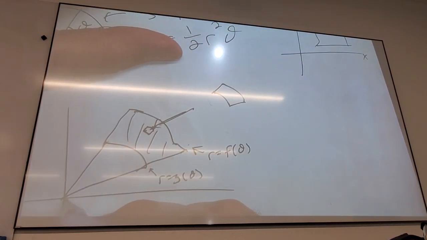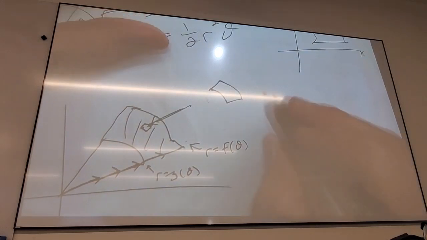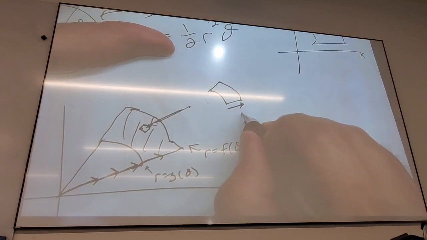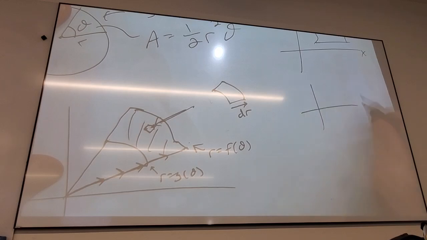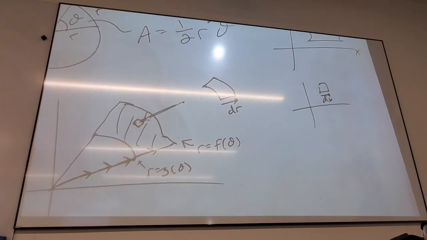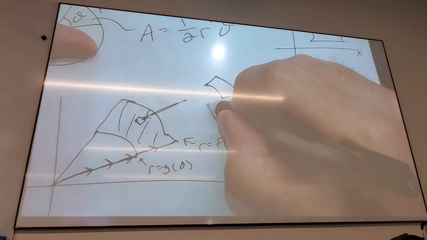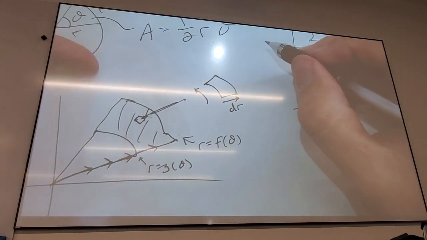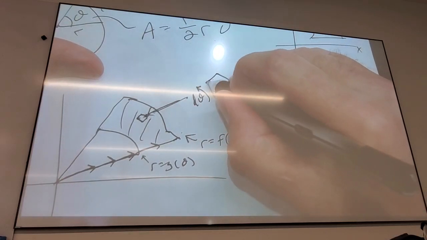Can somebody tell me, if I move further out, what am I changing? The radius. So do you see how this would be dr? Is that cool? Sort of like if I have a little element in the xy plane, you would say that's dx. Okay. Now, as I move like this, what's that going to be? D theta. But I want to know how long this is.